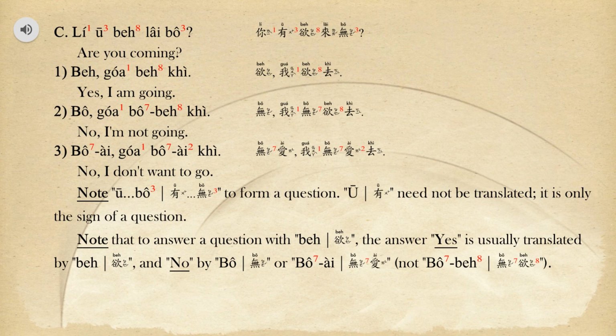C. 你有要來無 Are you coming? 要 我要去 Yes, I am going. 無 我無要去 No, I'm not going. 無愛 我無愛去 No, I don't want to go. Note: 有無 to form a question, 有 need not be translated. It is only the sign of a question. Note that, to answer a question with 有無 the answer yes is usually translated by 有 and no by 無 or 無愛 not.